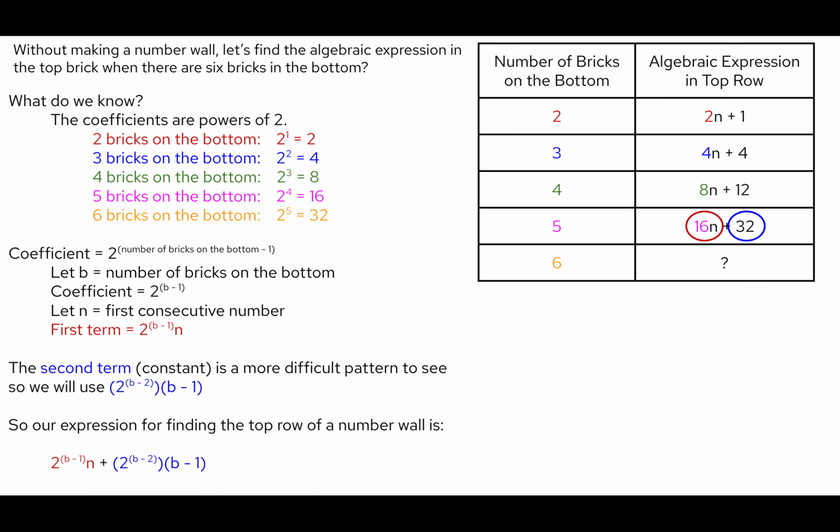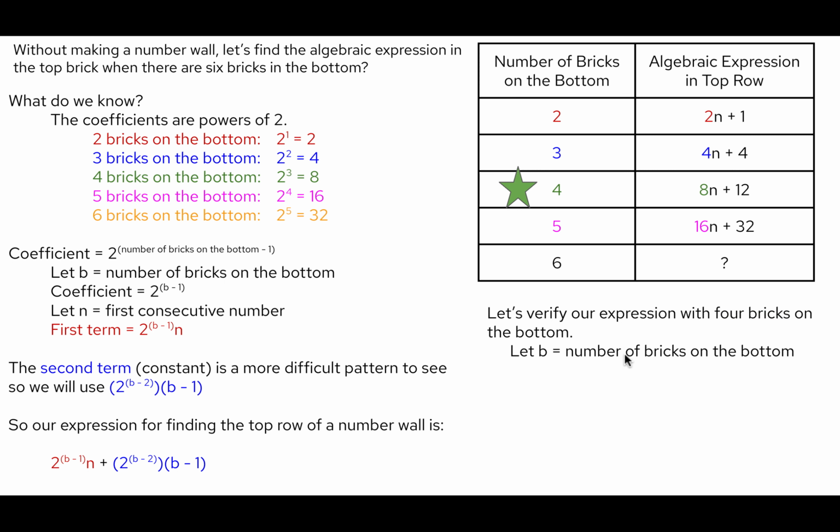Let's test this out, okay? Notice again, the red is going to be for my first term. The blue is my second term. Okay, so we're going to verify it. And let's use the one where the number of bricks on the bottom is 4. So B again is the number of bricks on the bottom. B is going to be 4 because we're going to verify the one that's in green.